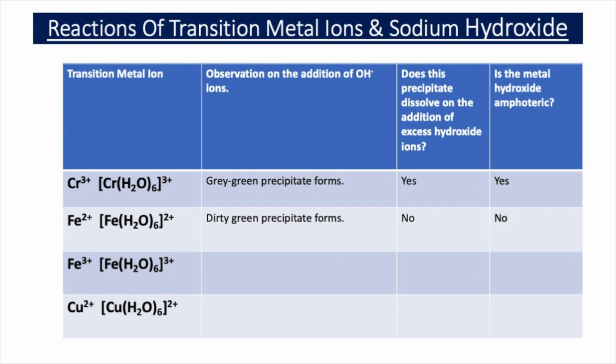To summarize, I've recorded this observation in the table, and you can see that the observation on the addition of OH- ions is a dirty green precipitate being formed, and this is a precipitate which is iron(II) hydroxide. The precipitate doesn't dissolve on the addition of excess hydroxide ions, which proves it's not amphoteric.